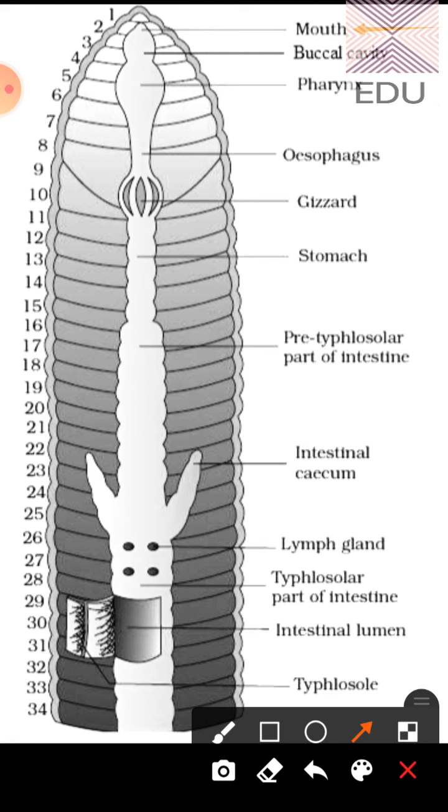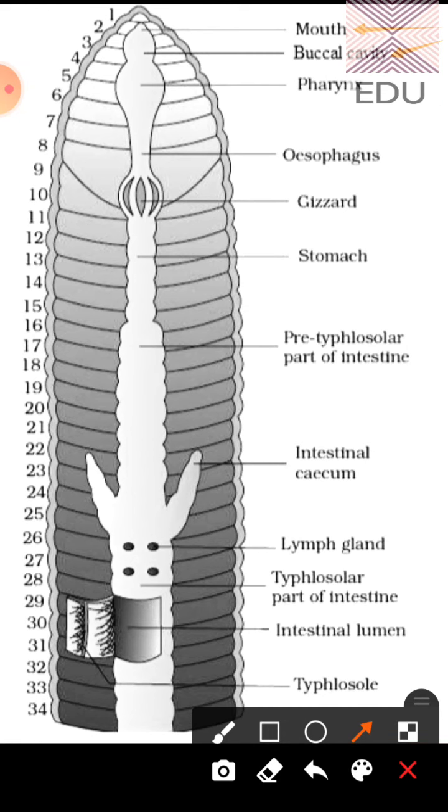Now the second thing, students, we have is the buccal cavity. This is the second part of the alimentary canal, which is a tube-like short structure, and it extends from the very first segment up to the third segment. So it is only 2 segments long. So you can say 3 segments, from 1 to 3. Now this buccal cavity is a small chamber which takes in the food and passes it to the pharynx.